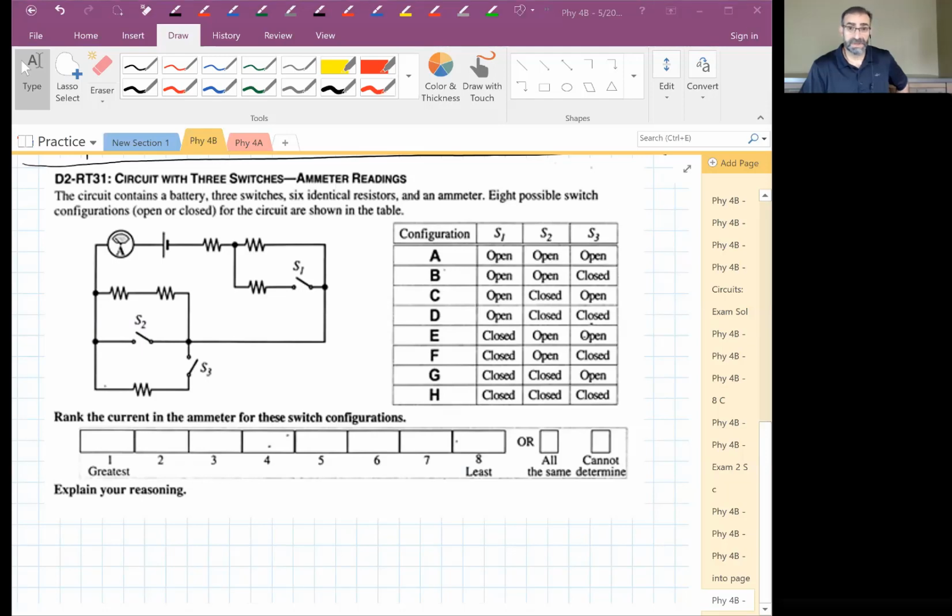All right, here we have a circuit with some switches and various configurations. We can figure out what the ammeter reads and the voltmeter. Let's put a voltmeter. Put a voltmeter here. Add that. Okay, so tell me what the meters read.